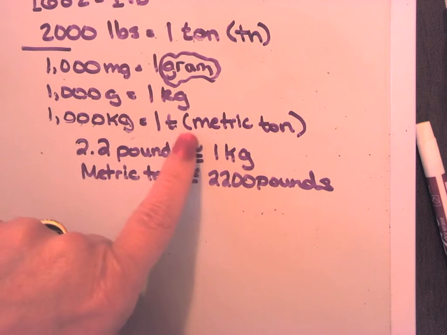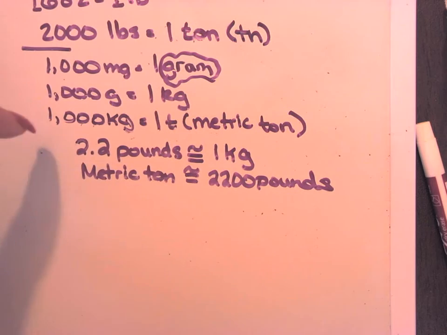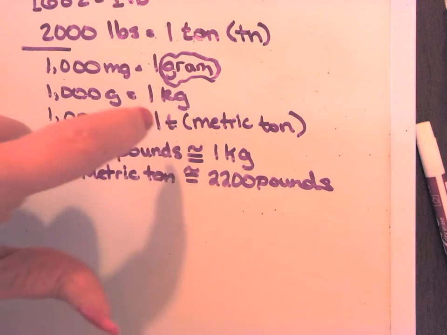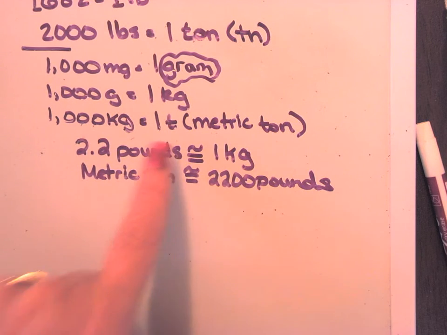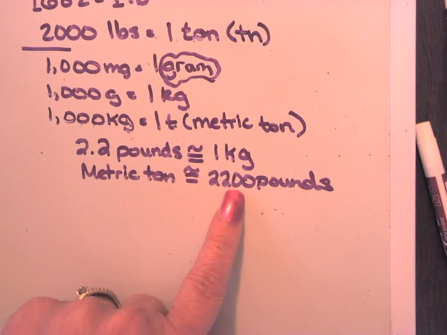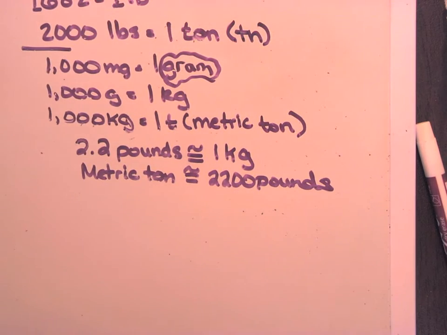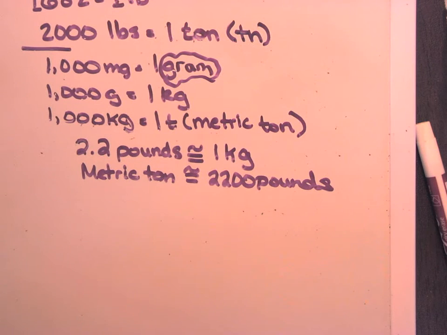1,000 kilograms equals 1 ton, 1 metric ton. So they have those nice thousands here. 1,000 grams equals a kilogram. 1,000 kilograms equals 1 ton. So when you're doing that conversion, think about that thousands. What is a metric ton? A metric ton is about 2,200 pounds, so it's a little bit bigger than the U.S. standard ton. Okay, so those are our units of weight.